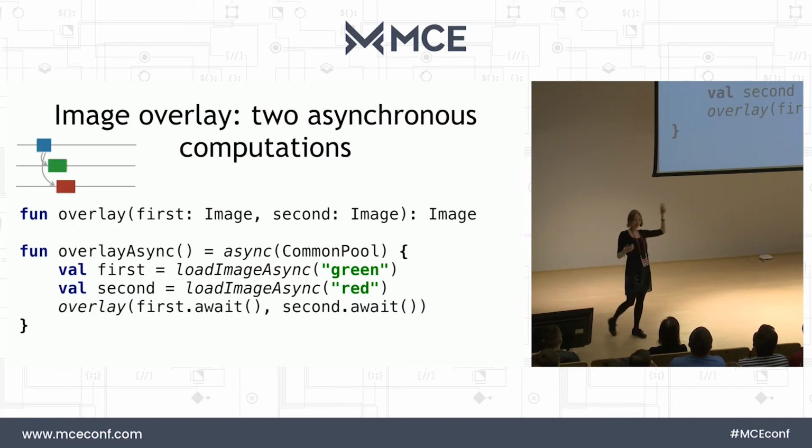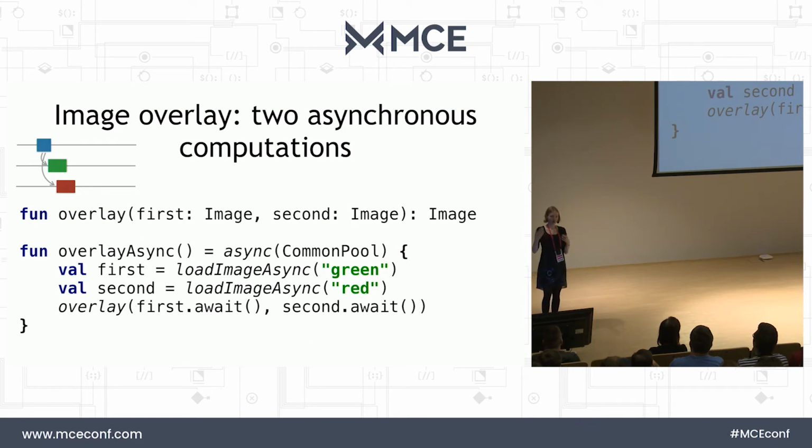Let's look now at an example of starting two asynchronous computations at the same time. Here there is an example of image overlay, and we see explicitly where we start all these new computations. For instance, we have loading two images, for simplicity, red and green. And we define the function that asynchronously loads these two images.